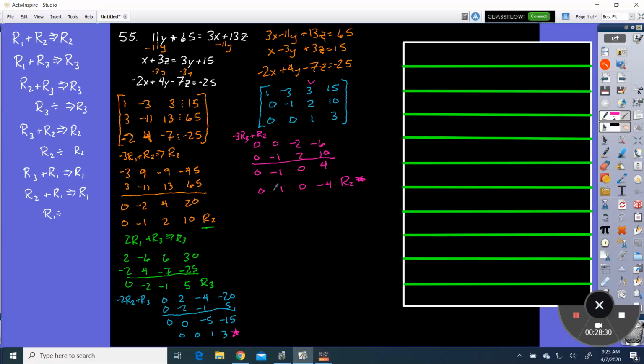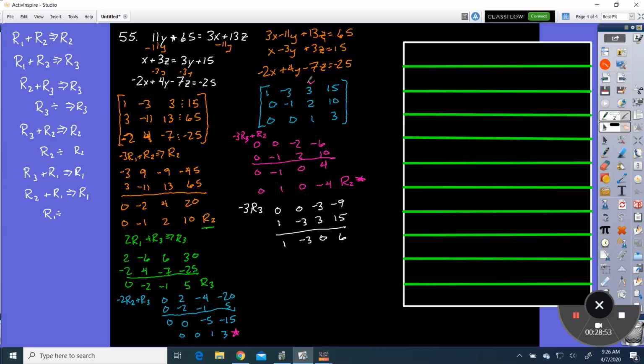So I'm going to multiply row 3 by negative 3. I think I said 1, I really meant 3. So that's going to be 0, 0, negative 3, negative 9. Add that to this top row: 1, negative 3, 3, 15. So that makes 1, negative 3, 0, 6.